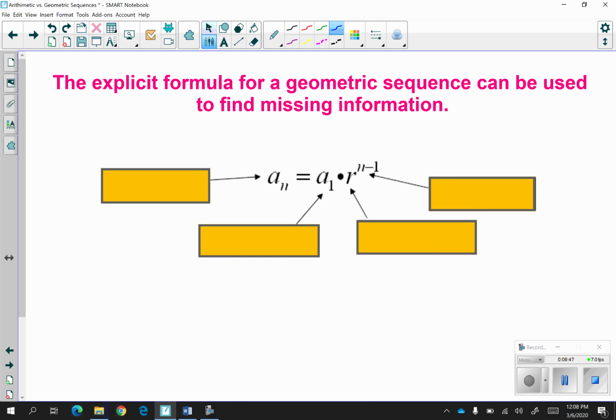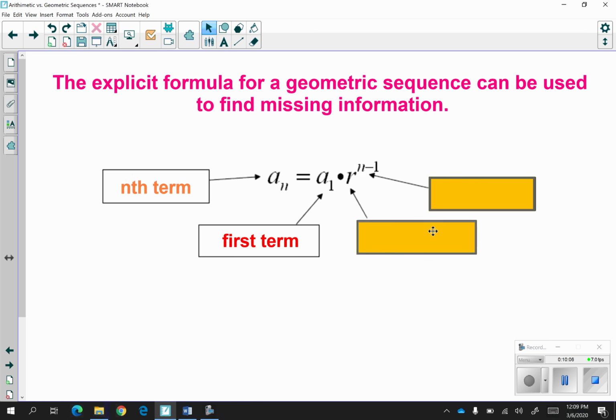So there is an explicit formula for a geometric sequence, and it can be used to find missing information as well. It's pretty much the same thing as before. A sub n is the nth term. For example, if they wanted the 5th term or the 6th term, you would have a sub 5 or a sub 6. A sub 1 is your first term. R is your common ratio, and n is your term number. This formula is also on your reference sheet. You do not need to remember it.